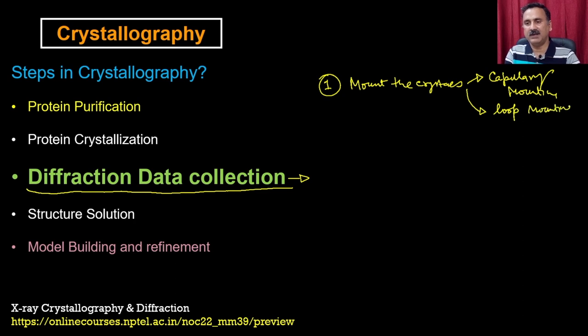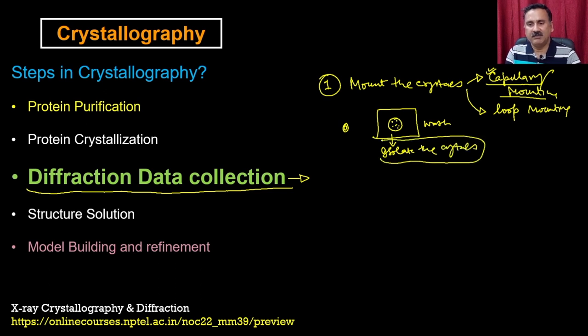Capillary mounting is a slightly older method where people put the crystal into a capillary. Imagine I have sucked the crystals from the drop. In mounting, you open the cover slip, and you will see a drop in which you have the crystals. First you wash this drop, and then you isolate the crystals. These crystals can then be placed either into the capillary or in the loop.